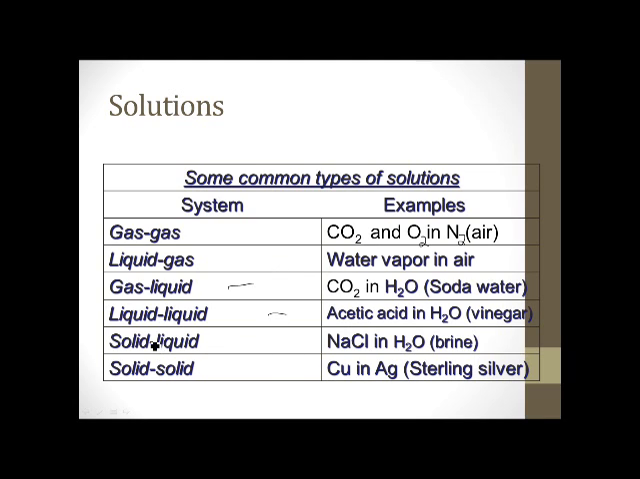You can dissolve a solid in a liquid. That's another very common one, right? NaCl is table salt, and H2O, water, to make a brine, or more commonly known as salt water. Finally, like we talked about, you can have a solid dissolved in a solid. Another example is a little bit of copper dissolved in silver, and that gives you sterling silver.